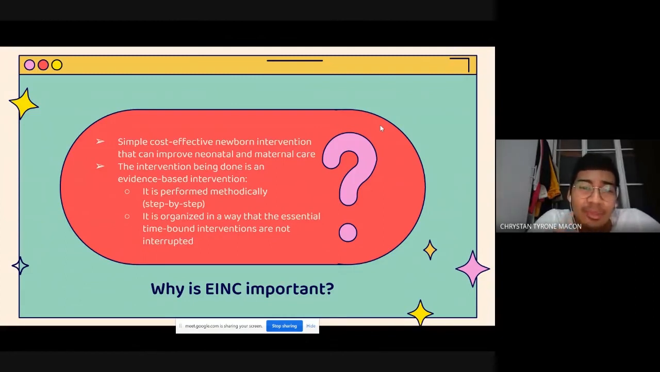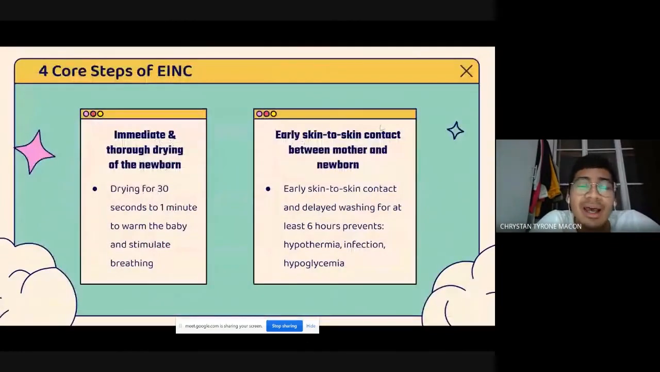So, ang EINC po, ito po ay ginagawa step by step. And ito po ay ino-organize into a time-bound manner po. Which meaning po, ito po ay may mga within pagkapanganak ni baby ay may time limit lang po na dapat po magawa na po agad upang maiwasan po ang komplikasyon. So, may 4 po na 4 steps na mahalaga po sa EINC.